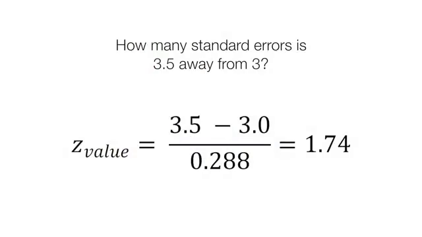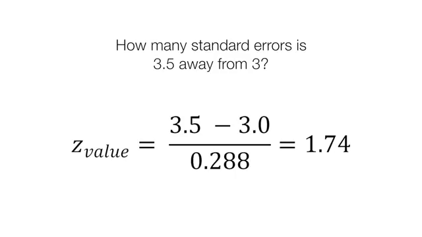Now, we change the question ever so slightly. We just want to know how many standard errors. We know what 1 standard error is now. It's 0.288. How many standard errors away from the mean is 3.5 away from 3? So I've just got to change that difference, which is a half, 3.5 minus 3 is a half, into units of standard error. So that will be a half divided by the standard error, divided by 0.288. And we see that half a distance between 3 and 3.5 is 1.74 standard errors away from the mean.